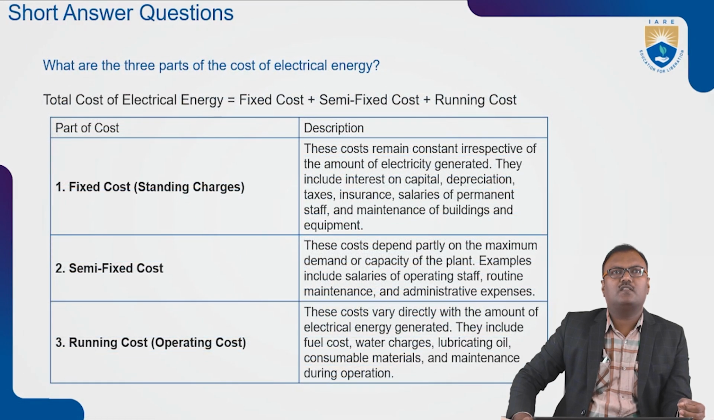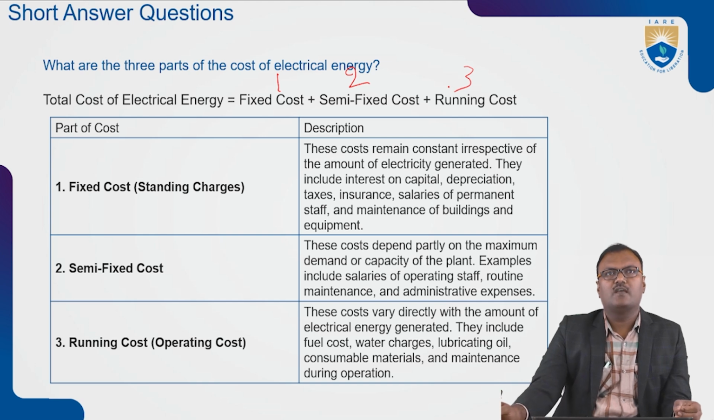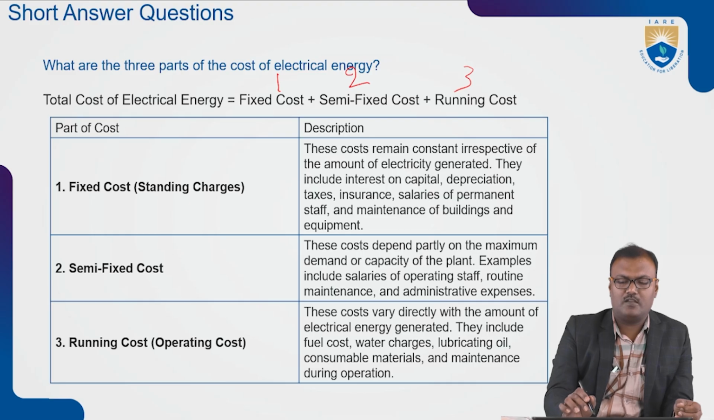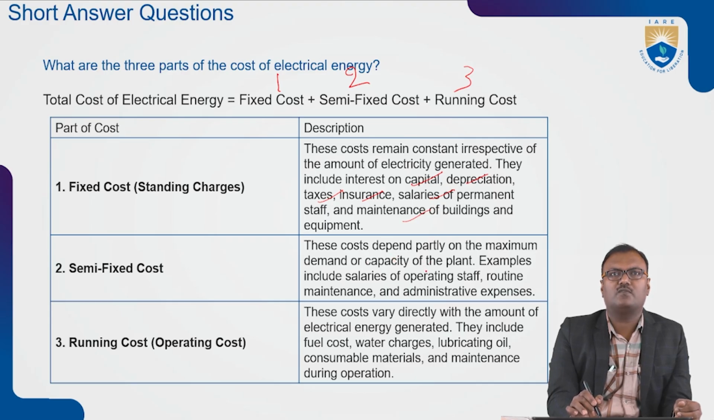And next one is, what are the three parts of the cost of electrical energy? That is, total cost of electrical energy includes three parameters. One is fixed cost, second one is semi-fixed cost, and third one is running cost. Fixed cost includes capital, depreciation, taxes, insurance, and the salaries of permanent staff, and the maintenance of building and equipments. And semi-fixed cost include the salaries of operating staff, and routine maintenance and administrative expenses.